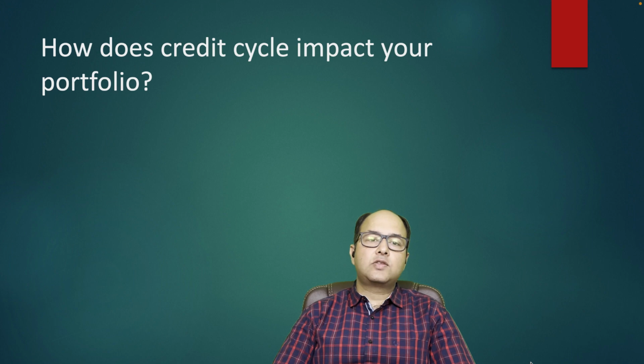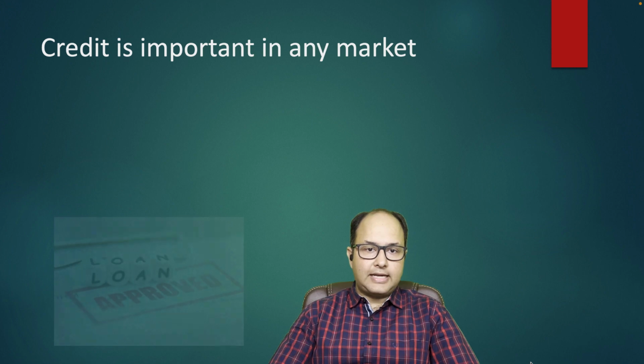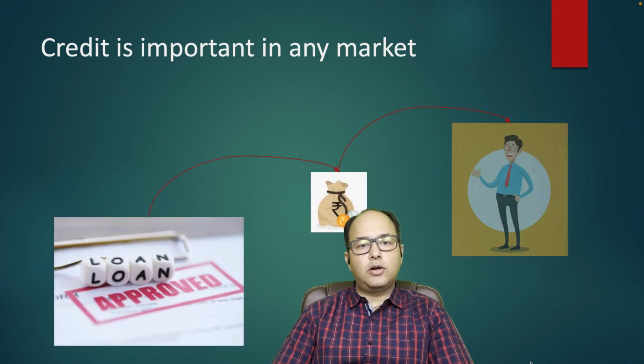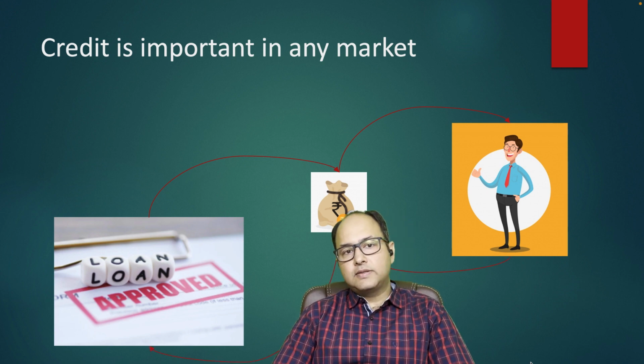Well, a bank lends to businesses, and businesses are expected to return the principal along with the interest. This is the credit cycle. However, this is not as simple as it may sound, because businesses default. So why would businesses default? This happens because banks do not lend to the right businesses.